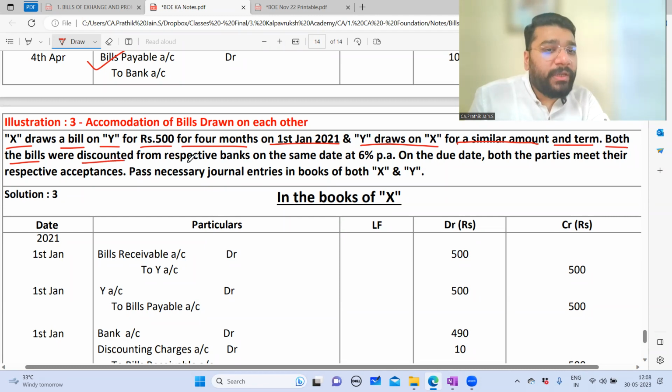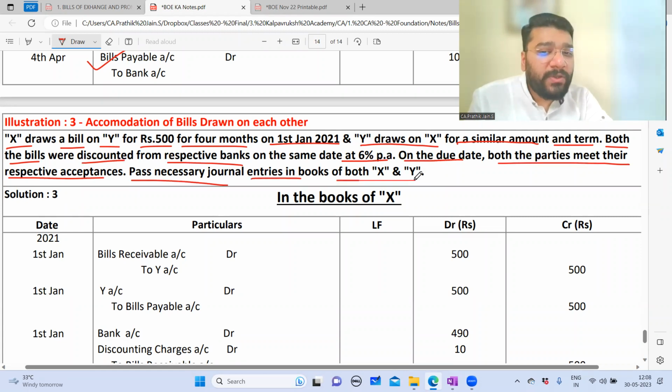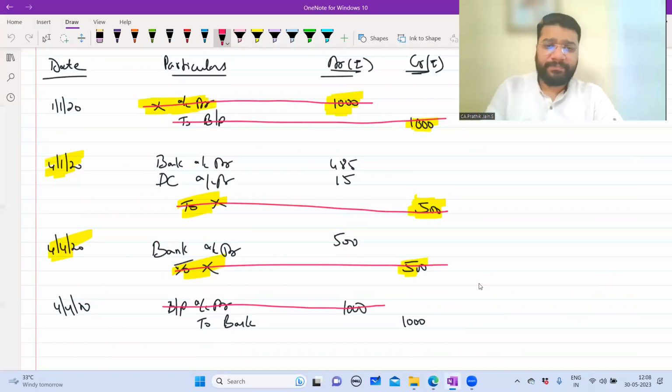Both bills were discounted from the respective bank, at the rate of 6% per annum discounting charges. On the due date, both the parties meet their respective acceptances. Pass the necessary journal entries in the books of both X and Y. Very simple.